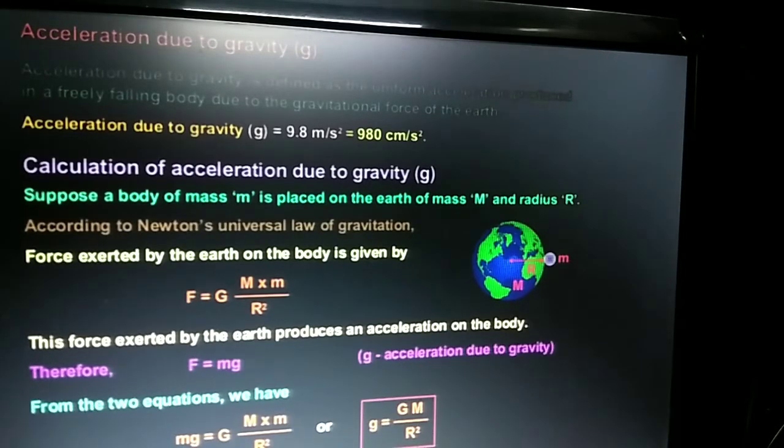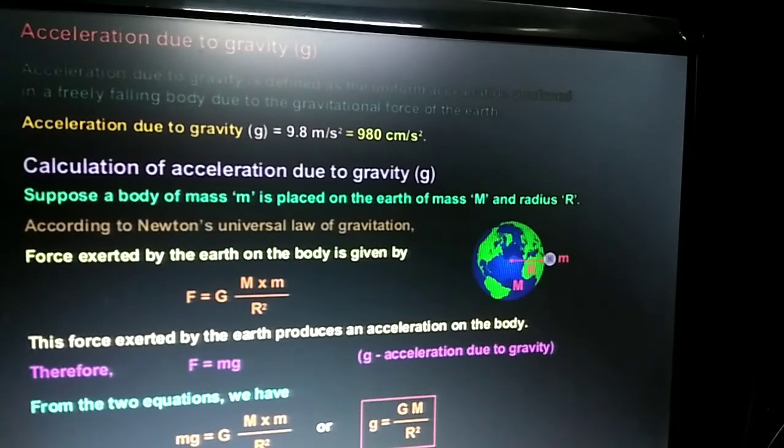Suppose a body of mass m is placed on the earth of mass capital M and radius capital R. According to Newton's universal law of gravitation, the force exerted by the earth on the body is given by F equals G times the product of the masses of the two objects, that is the earth and the body, M m, divided by the distance separating these two objects, r square.